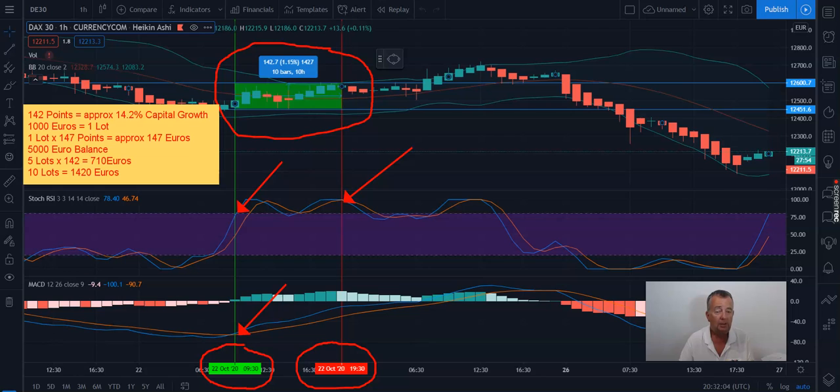Okay, so that's basically what we did. So this is the MACD, this is the RSI, the stochastic version. These are the candlesticks, the Heikin Ashi Candlesticks. This is what we generated, 142 points, which represented 14.2% capital growth on anyone's account during the course of that particular day. Now these kind of trades are quite typical when we're using these indicators.